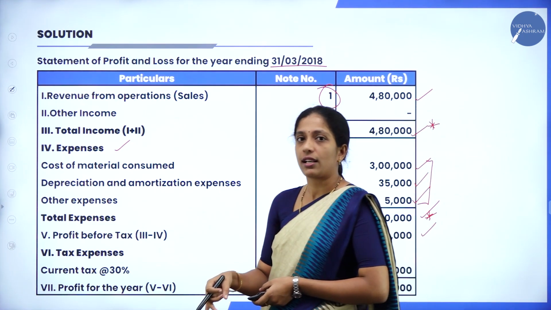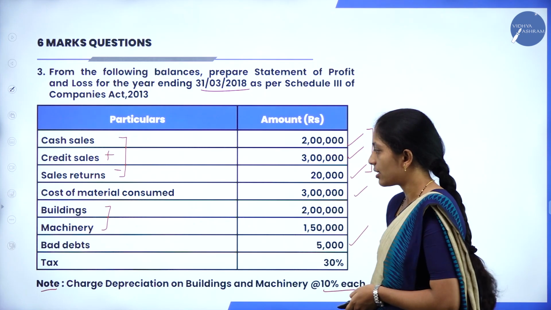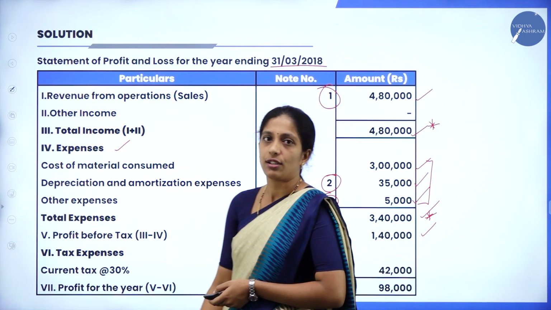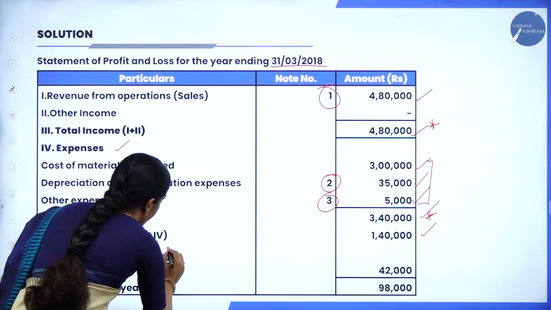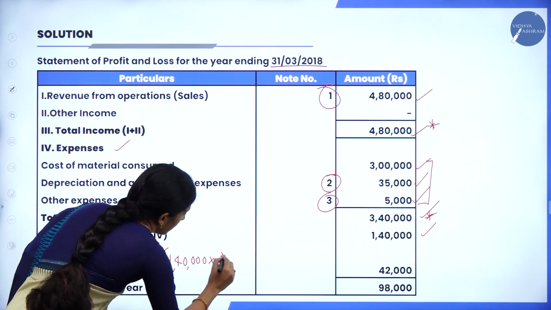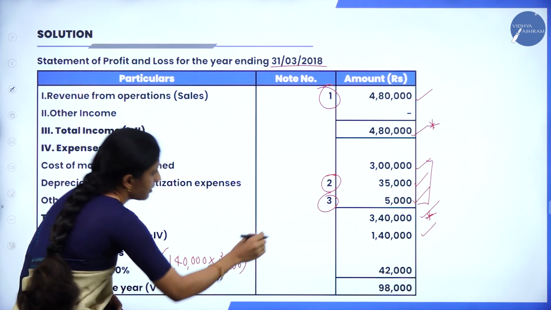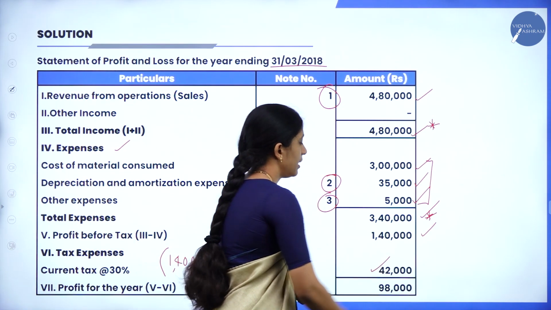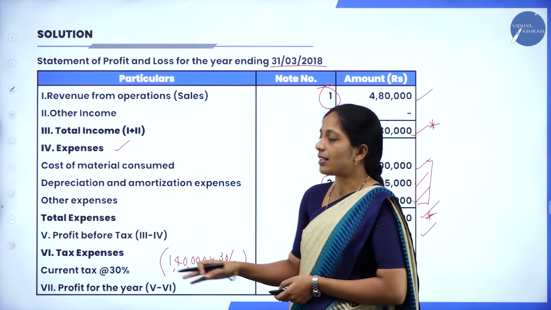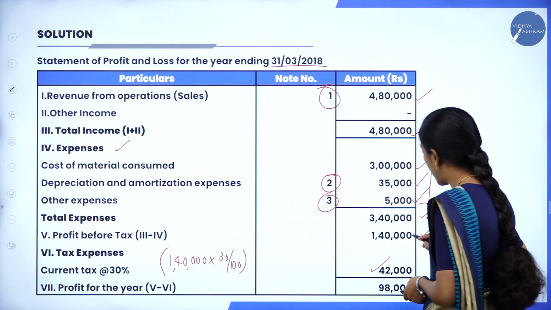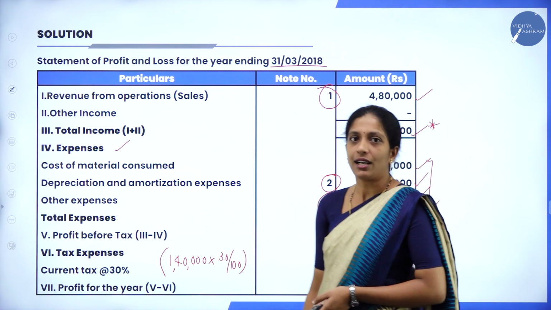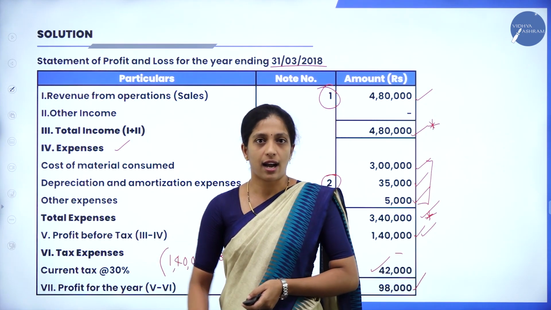On this 1,40,000, you have to calculate the tax. So what was the tax rate? 30% tax. So 1,40,000 into 30%, you have to calculate here. That is 1,40,000 into 30%, so you'll get 42,000. Then how do we get profit after tax or profit for the year? 5 minus 6. Profit before tax is 1,40,000 minus 42,000, you'll get 98,000. That will be the profit for the year or profit after tax.